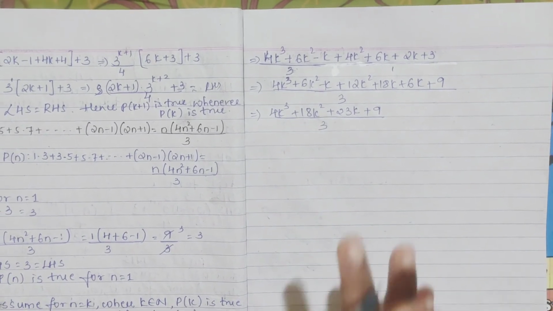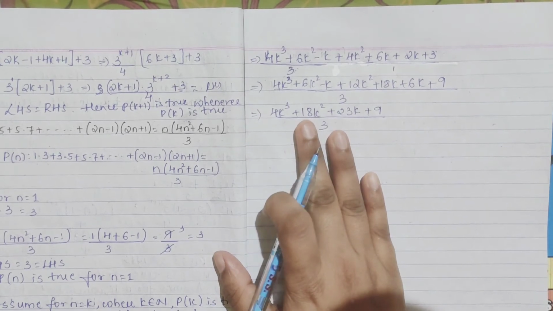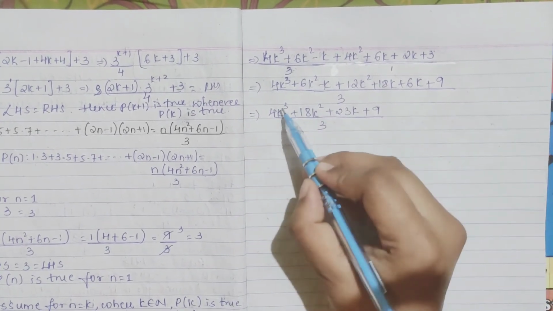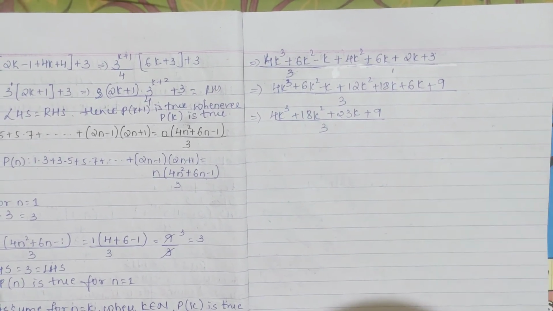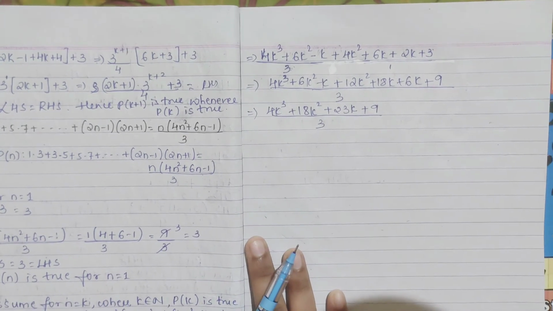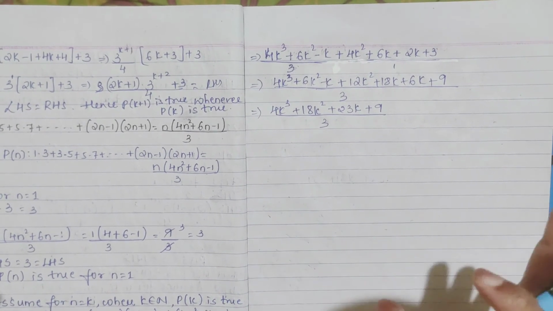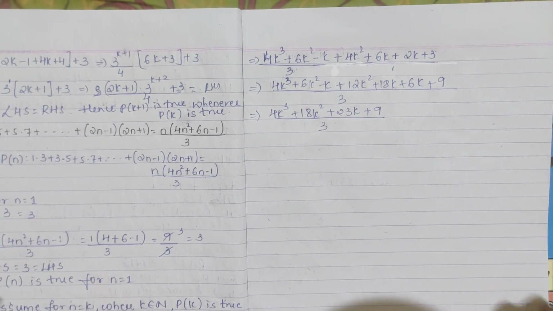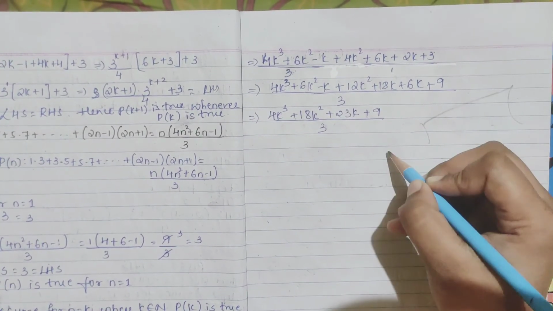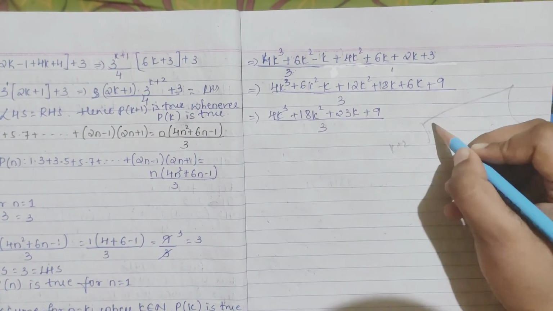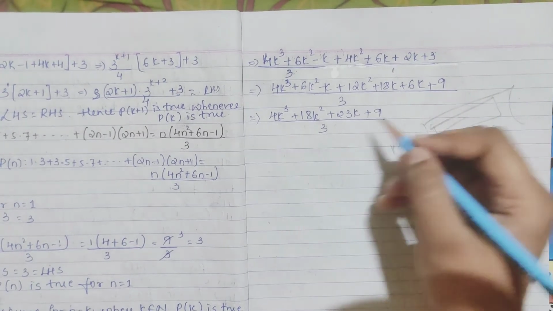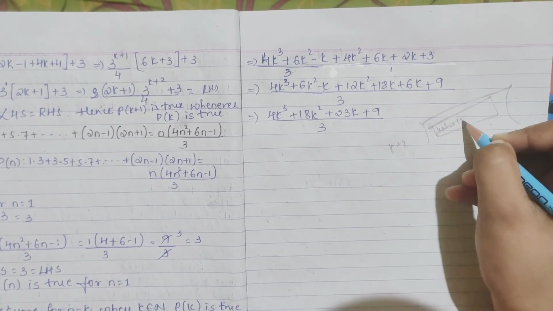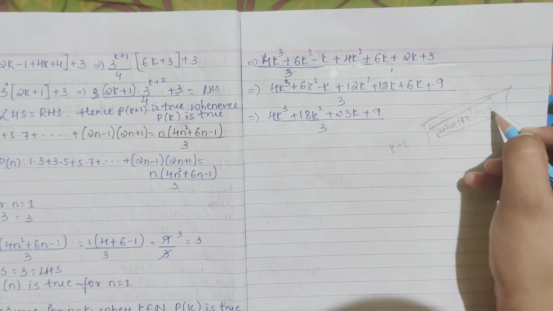Yes, see after coming here, you have a cubic form. To solve a cubic form is always a difficult part, but you have studied polynomials, right? Polynomials means you will get some factor here like k plus 2 and you are dividing it, right? For your k cube plus 18k square plus 23k plus 9.